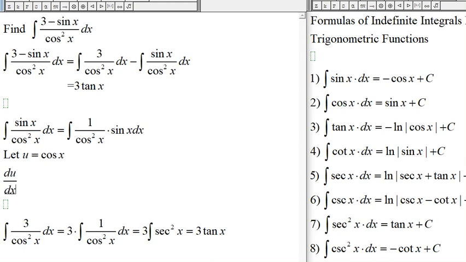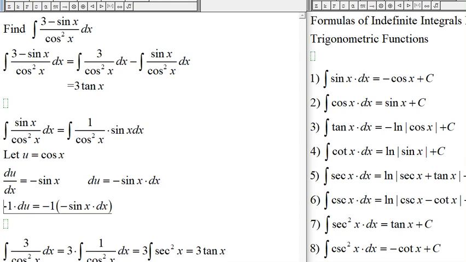So this is du dx, which is negative sine of x. So we have du is equal to negative sine of x times dx. And since in the integral we only have sine x dx, we don't have the negative, we can multiply both sides by negative 1. And this will equal sine x dx.